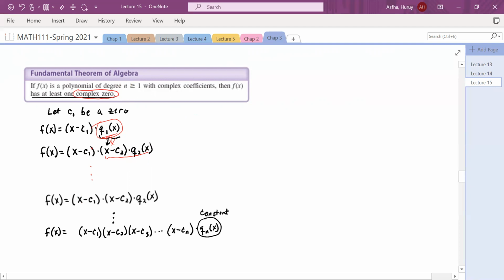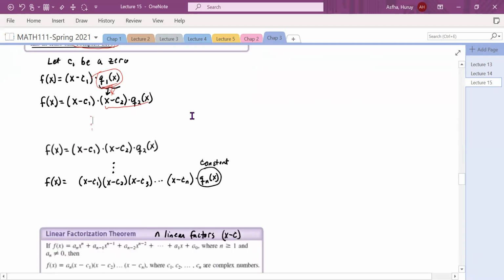And remember, real numbers are also complex numbers. They are included in the set of complex numbers.